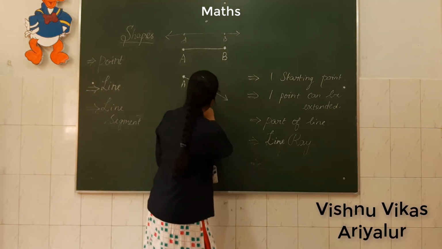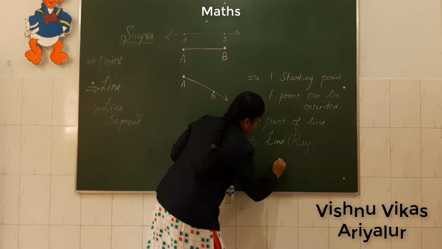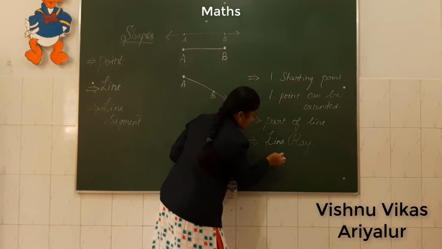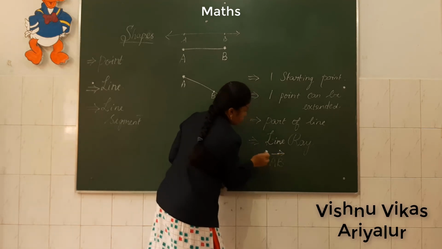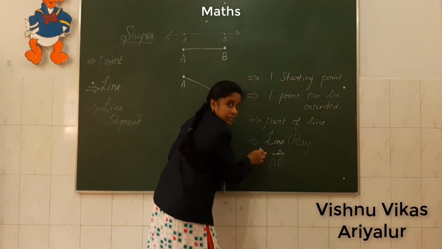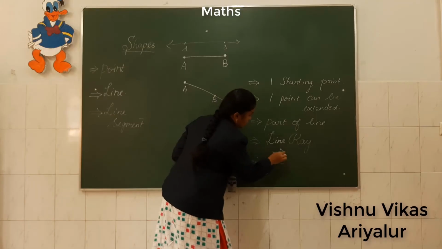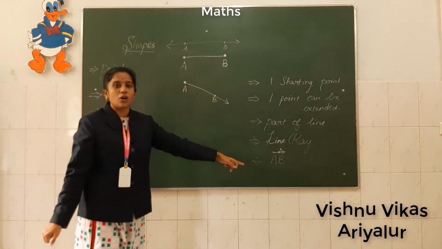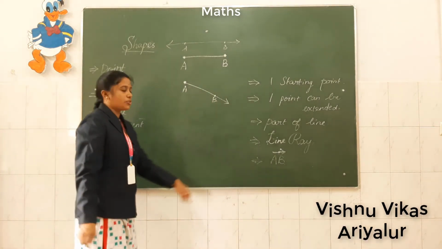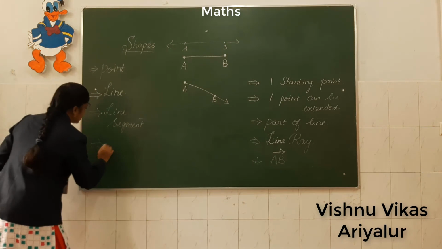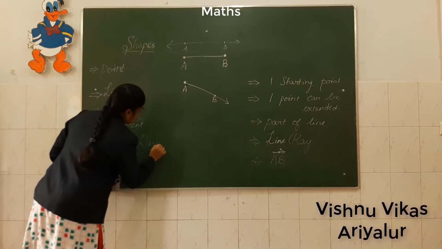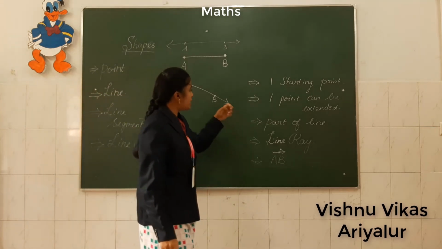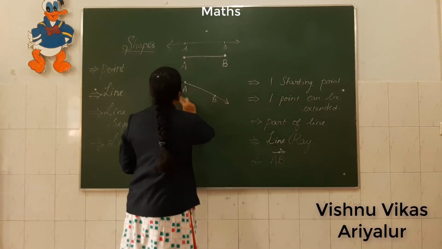So how will you denote this? Here come two points, A, B. On top of AB, I am drawing an arrow with extension on one side and no ending point. So this is how we represent a ray. So what is our last segment? Ray. We call it ray AB.